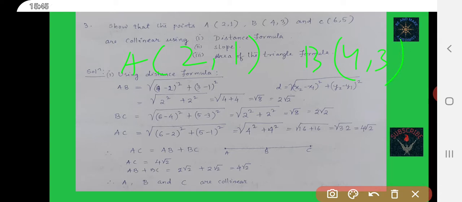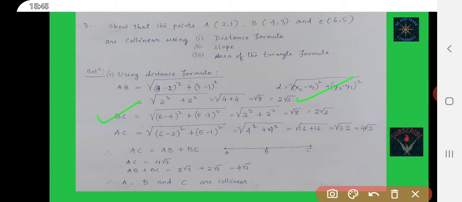So here you get x2 minus x1, that is 4 minus 2 whole square, then 3 minus 1 whole square. Then you get 2 square plus 2 square, that is 4 plus 4, equal to 8. Square root of 8 is 2 root 2.